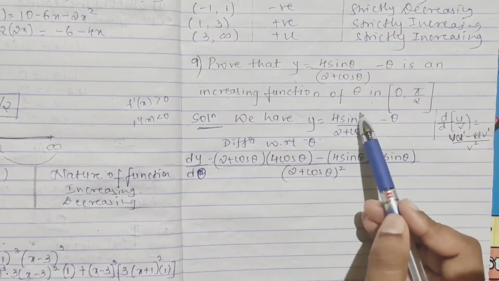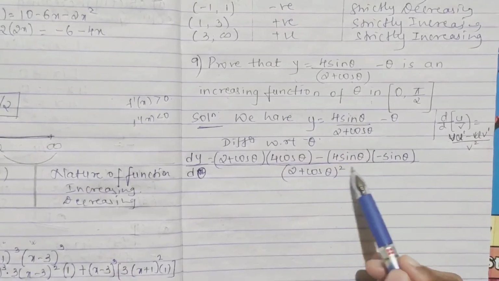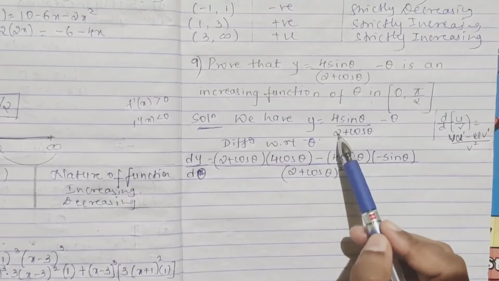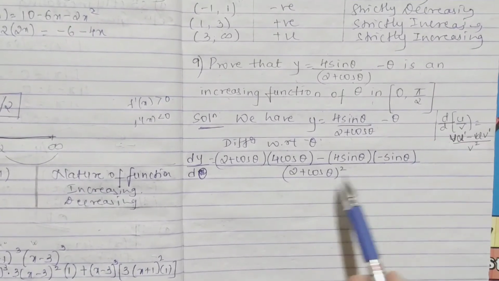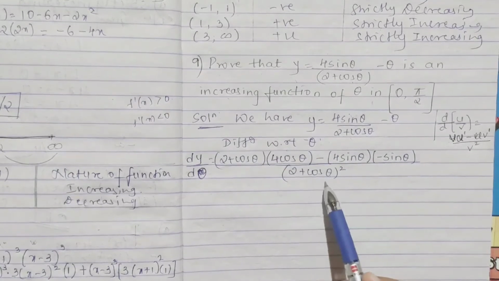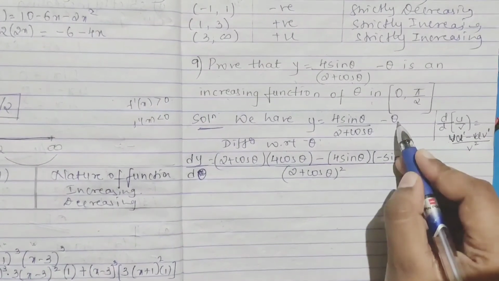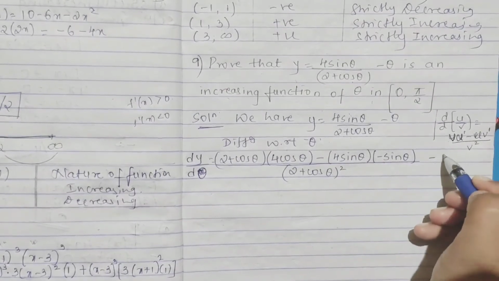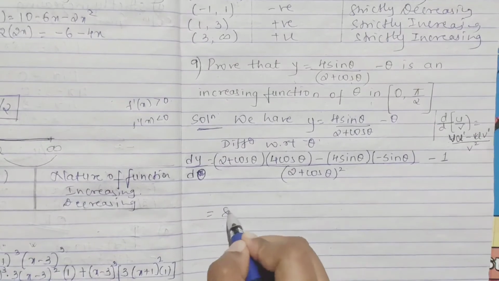4 as it is, and the derivative of sin theta becomes cos theta. Minus, keep your v as it is, 4 sin theta, differentiating your v: 2's differentiation is 0 and cos theta becomes minus sin theta. So whole divided by v square, that is 2 plus cos theta whole square. Now here you have minus, and since we are differentiating with respect to theta, the derivative of theta is 1. So now multiply it, you get 8 cos theta.